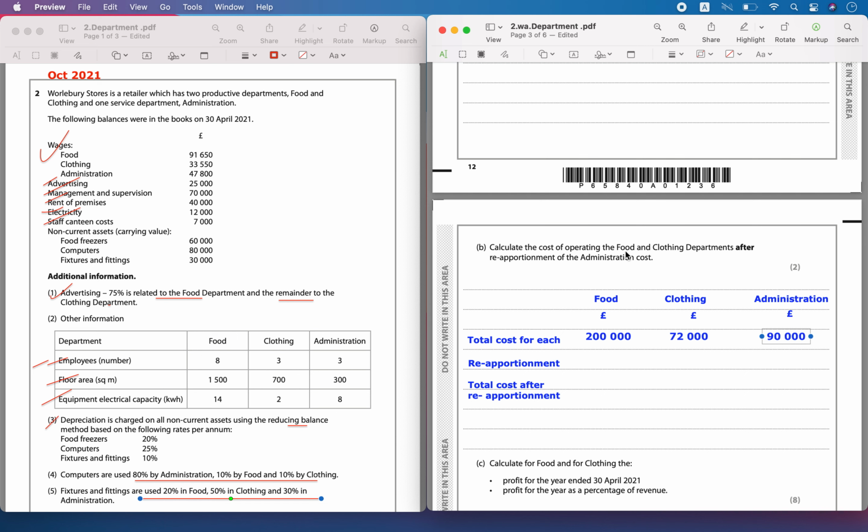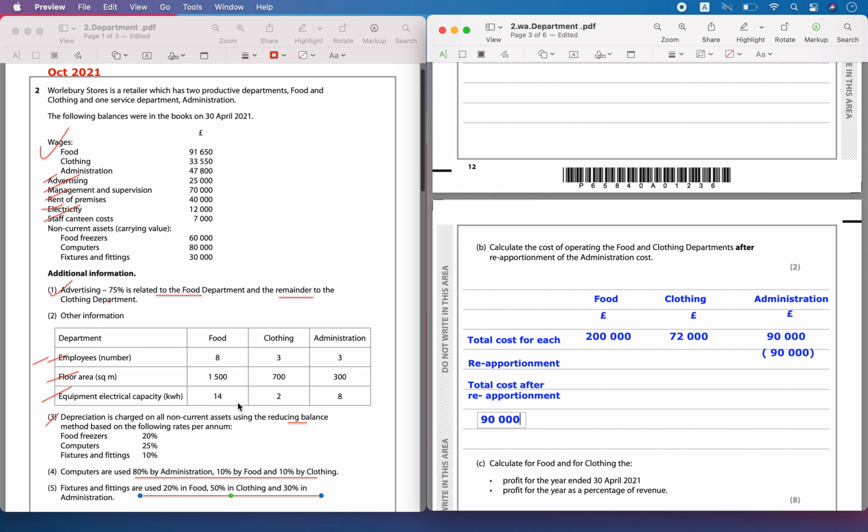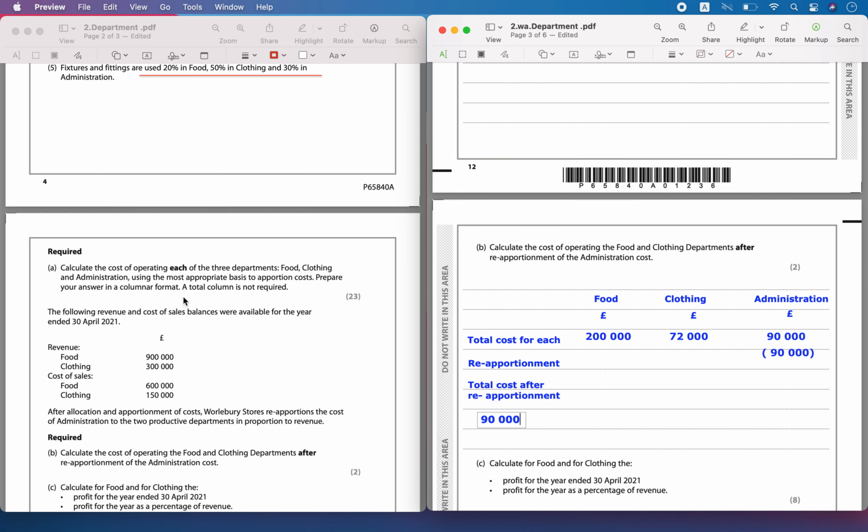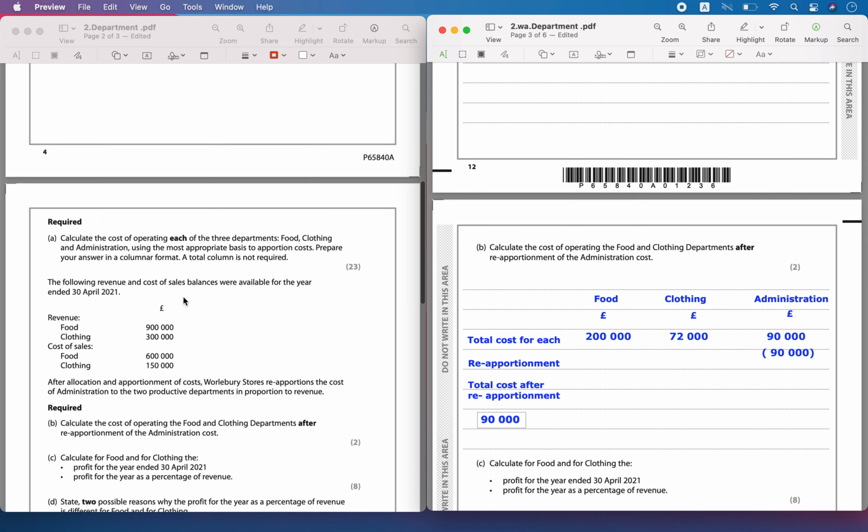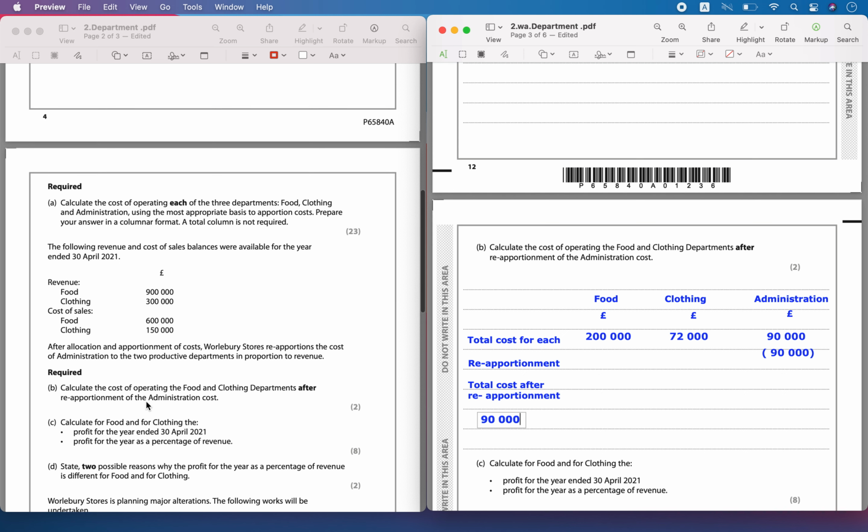Now they are saying we have to reapportion the cost of administration to food and clothing. So let's reapportion this cost. The 90,000 we will have to remove, and the reapportioned cost will be on the basis of these two. For this they had given the information like this. Calculate the cost after reapportionment.